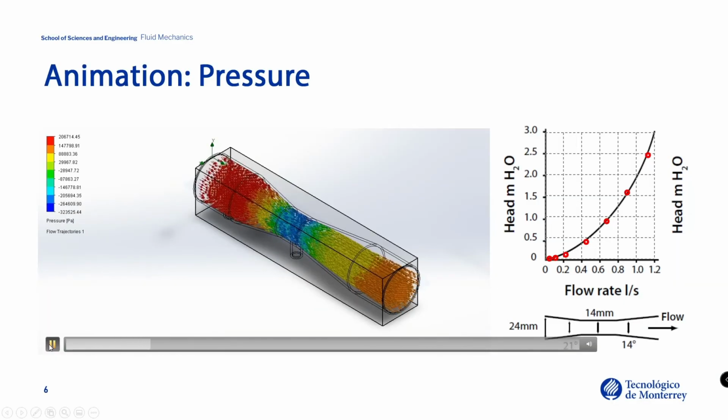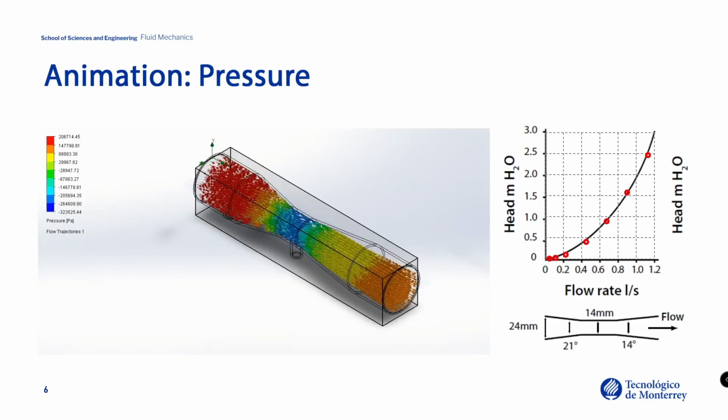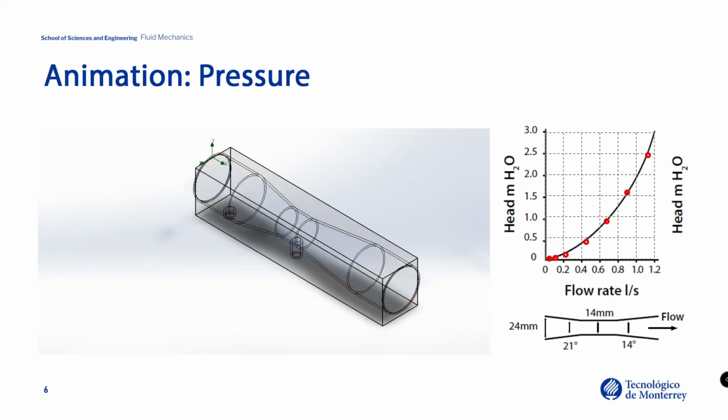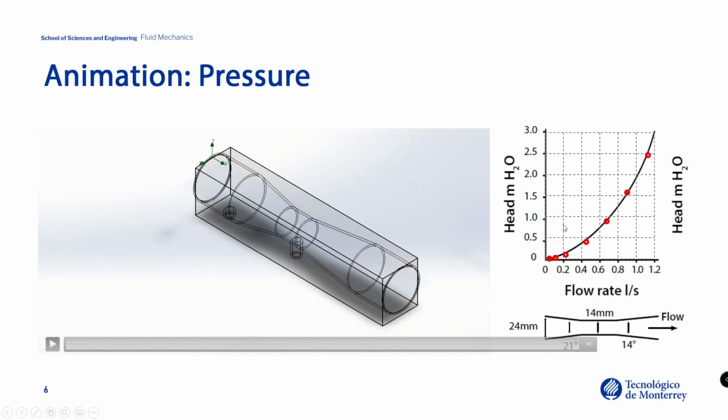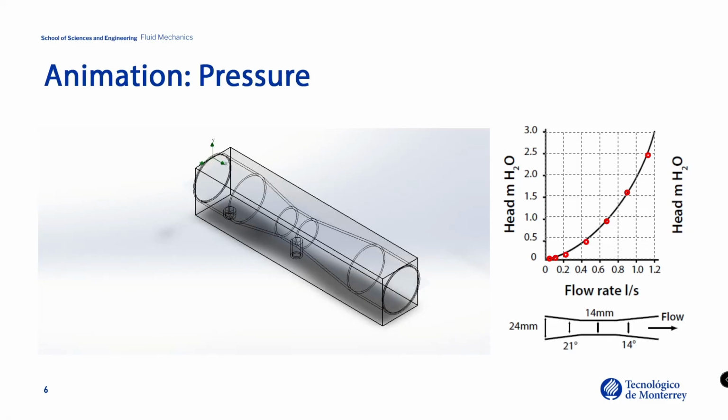Okay, remember that what we wanted to do here was to validate or replicate the calibration curve that is provided by the maker of this Venturi flowmeter, and we've been able to do this by setting up a parametric sweep in SolidWorks. I expect that this operation is useful for you, and you can apply it in your class of fluid mechanics.